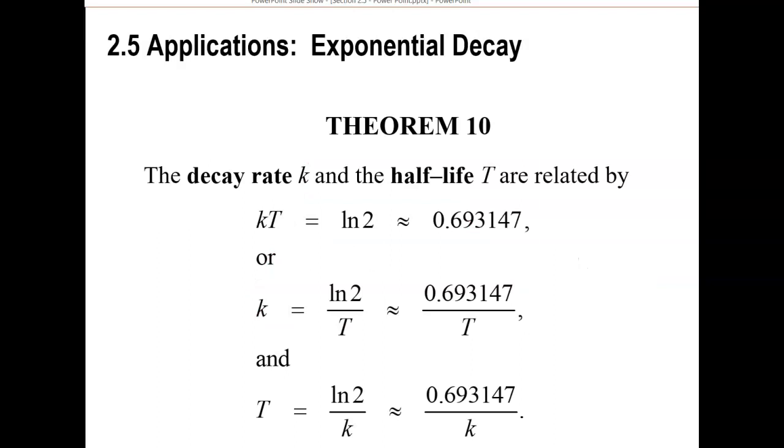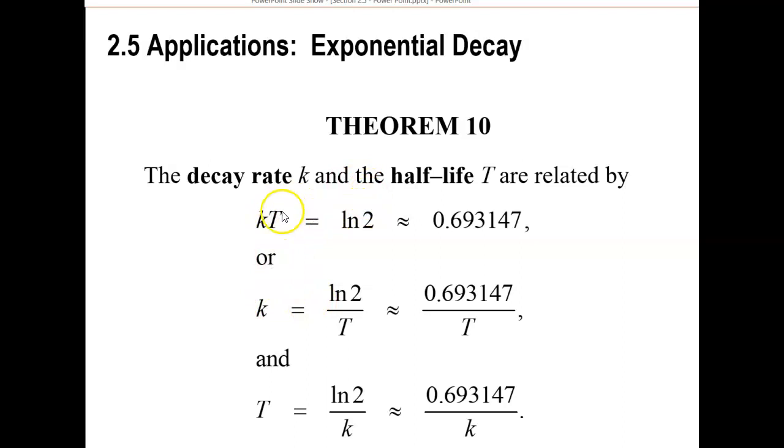All right, so first, Theorem 10 here gives us the relationship between what we call the decay rate, which is the k in that model, and what we call the half-life. They're going to represent half-life by the capital T variable. So they are related in this way. Decay rate times half-life equals the natural log of 2, which is approximately 0.693147.